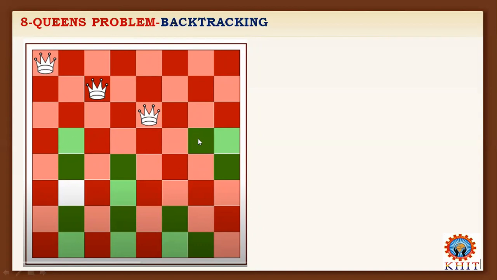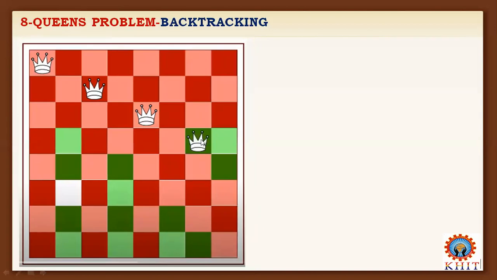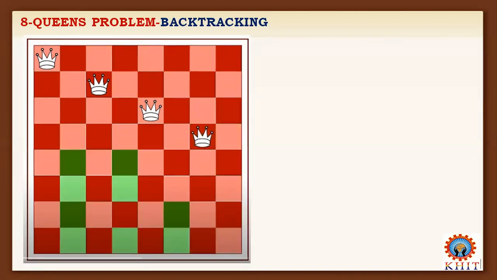So now I am selecting this place. Now I have placed a queen here. Once I place this queen, again I check what are the possible ways I can place the next queen. Here there are two possible ways. One is here, another one is here. So I can place the next queen either here or here, in the green color highlighted boxes.